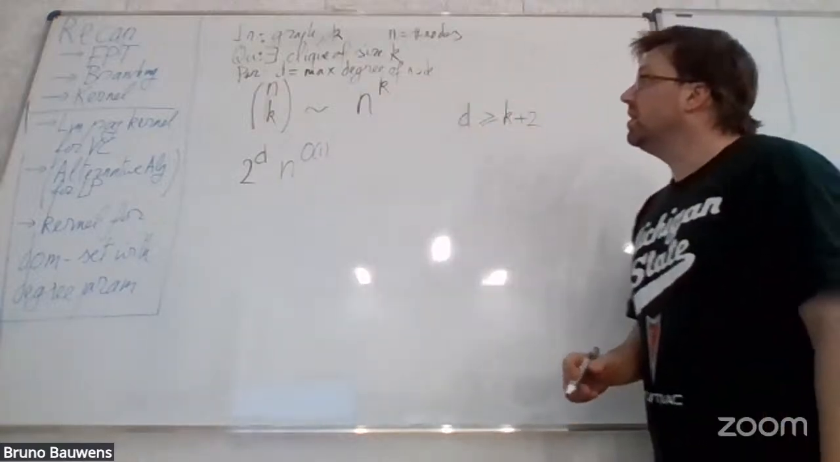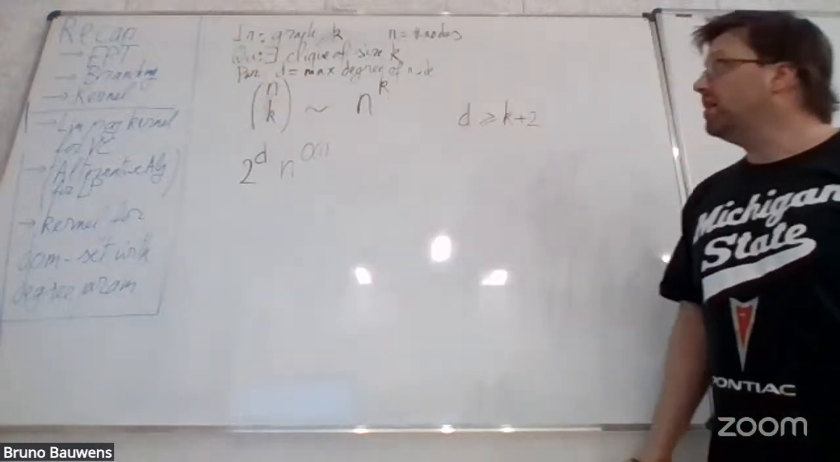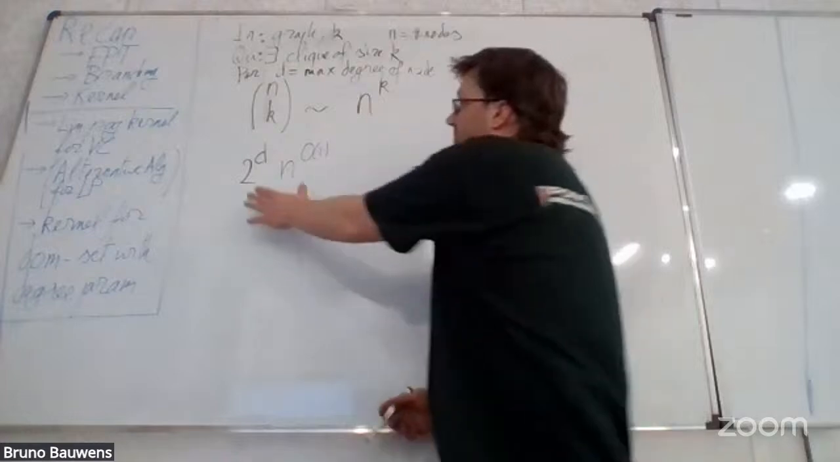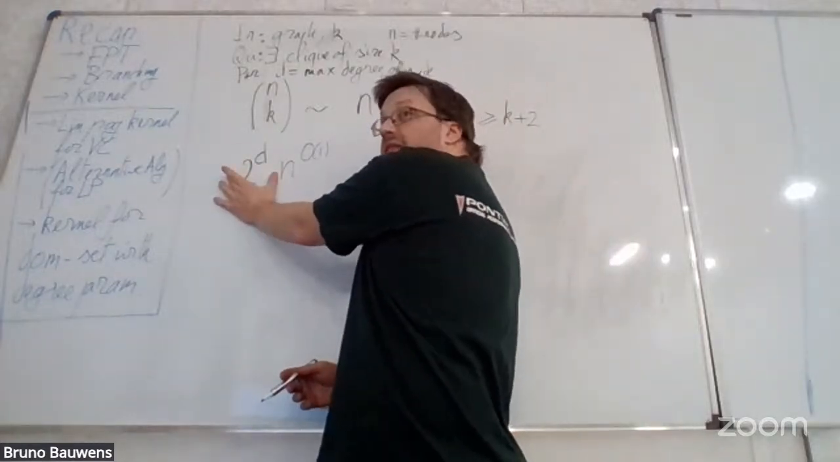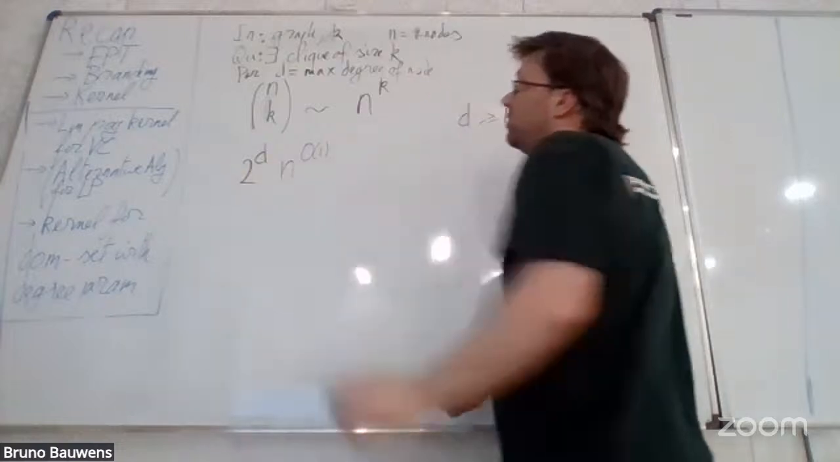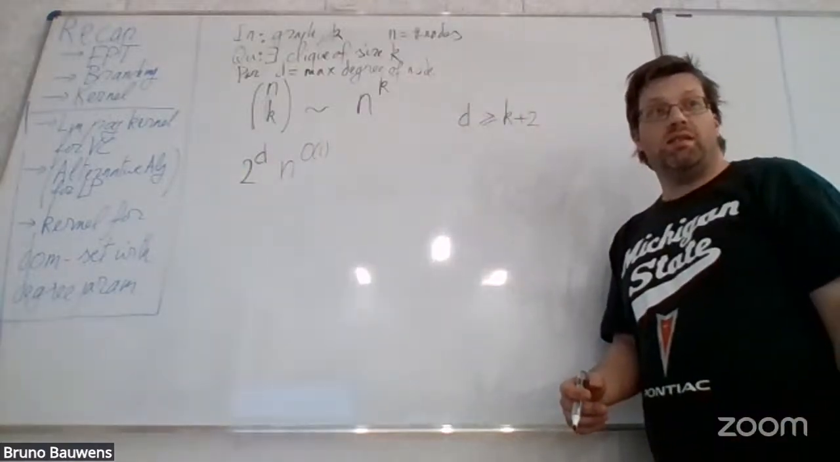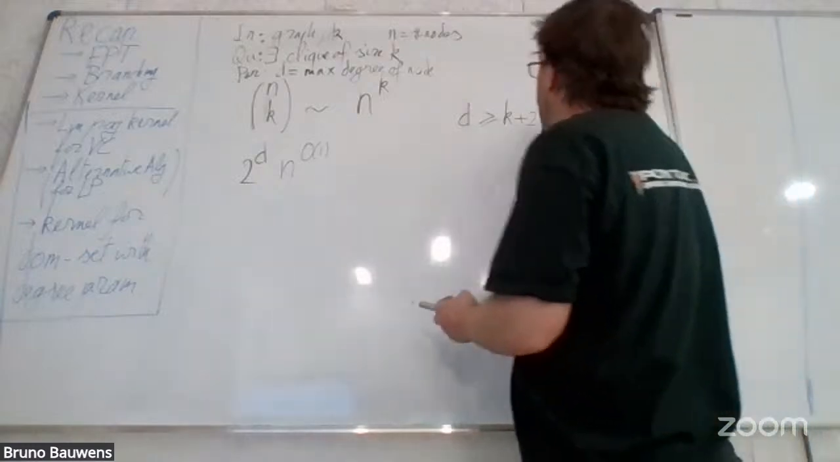So if our parameter in the problem is this degree d, then we have an algorithm that runs in some function of the parameter times polynomial in the input size. So that's the definition of FPT. And now the formal definition.